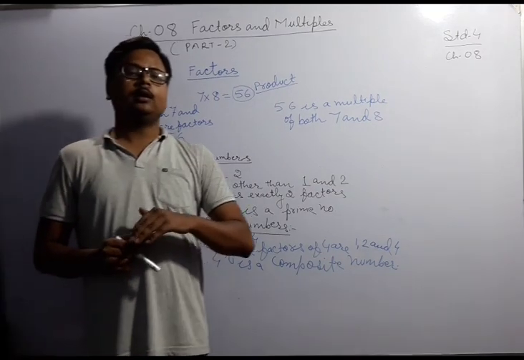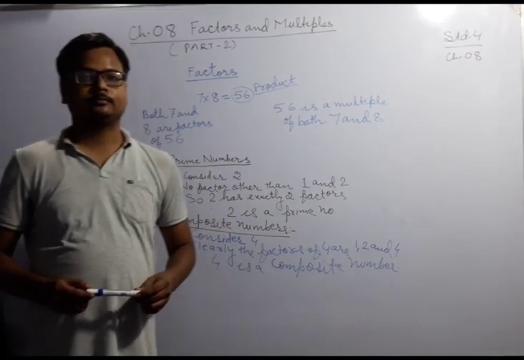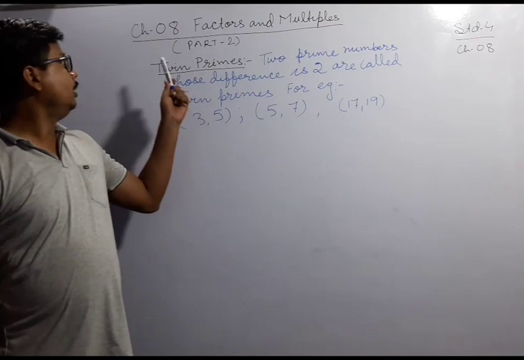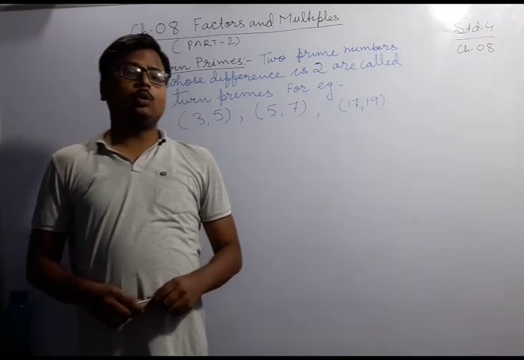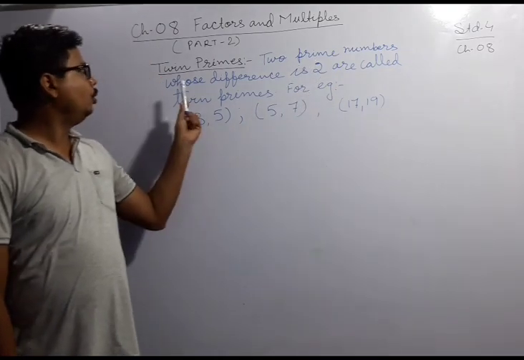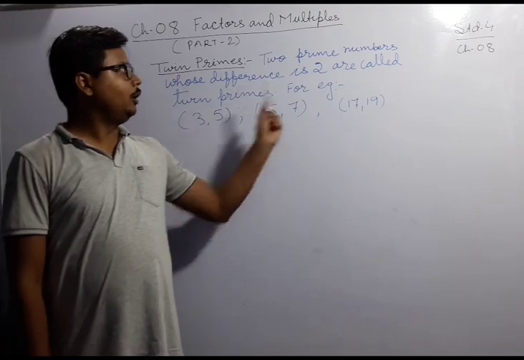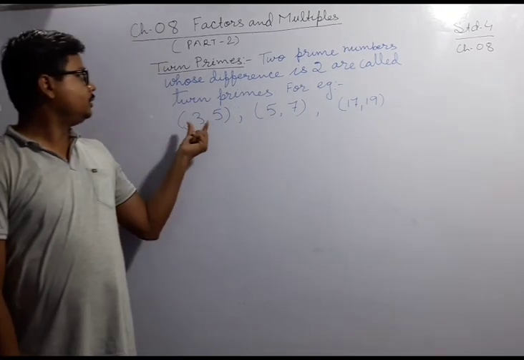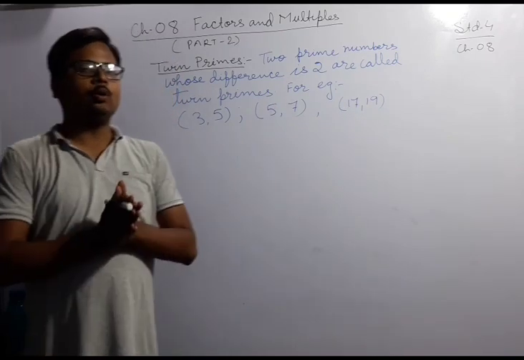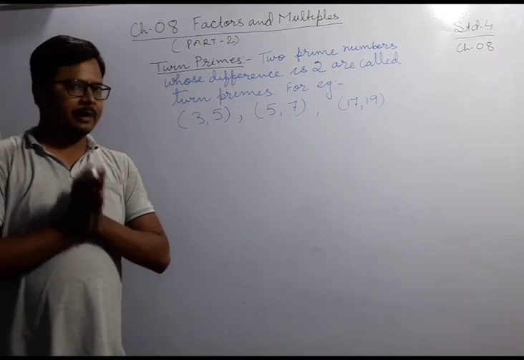Now let us move to the next topic, that is twin prime numbers. Okay students, now let us start twin primes. So what is a twin prime? Two prime numbers whose difference is 2 are called twin primes. For example, 3 and 5, 5 and 7, 17 and 19. You all know what is a prime number.